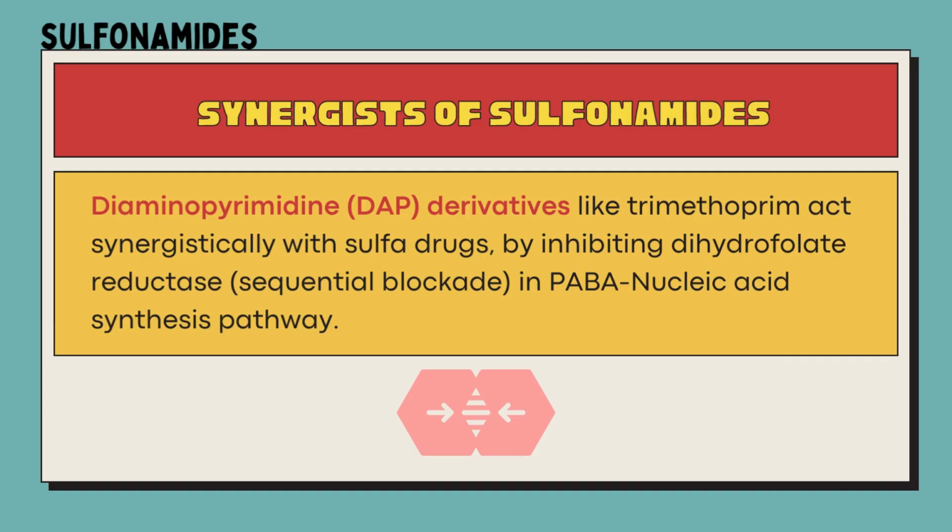In contrast, what are the synergists of sulfonamides? It includes diaminopyrimidine or DAP derivatives like trimethoprim that act synergistically with sulfa drugs by inhibiting dihydrofolate reductase, or the sequential blockade in the PABA nucleic acid synthesis pathway.